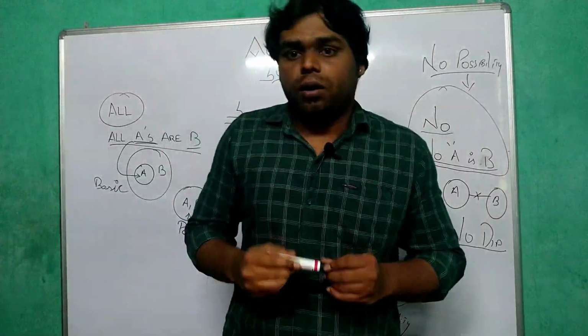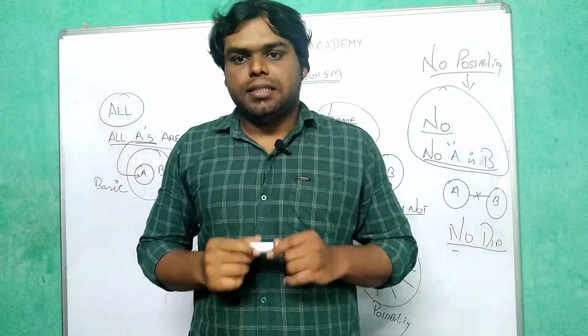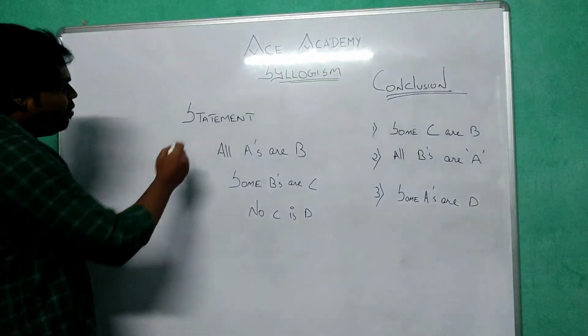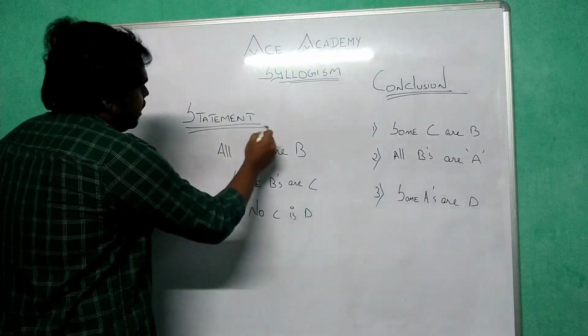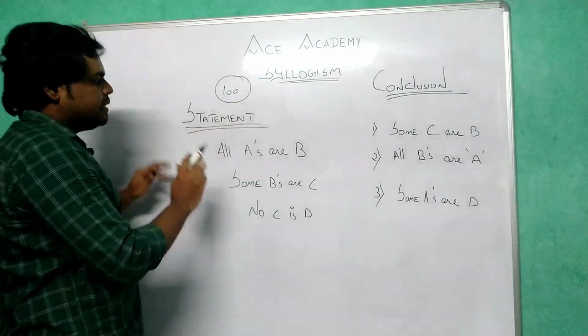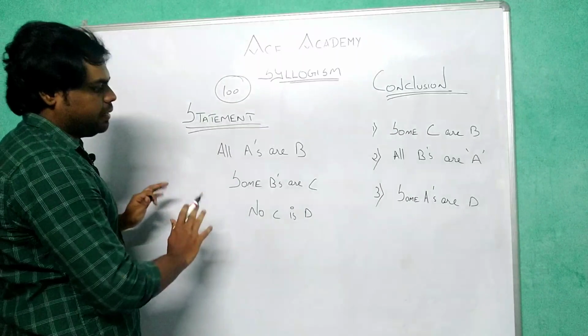So this is how we draw possibility diagram for syllogism. So next, let's see a simple problem to understand better. We will be having statements which we should assume that it is 100% true at any cost. The statements are 100% true and we should draw the Venn diagram as it is.